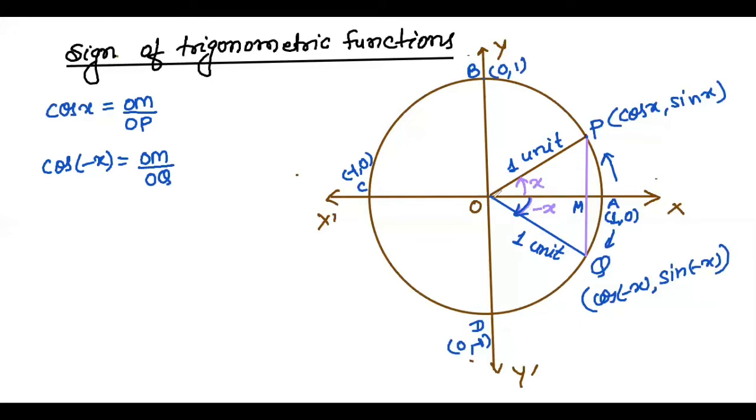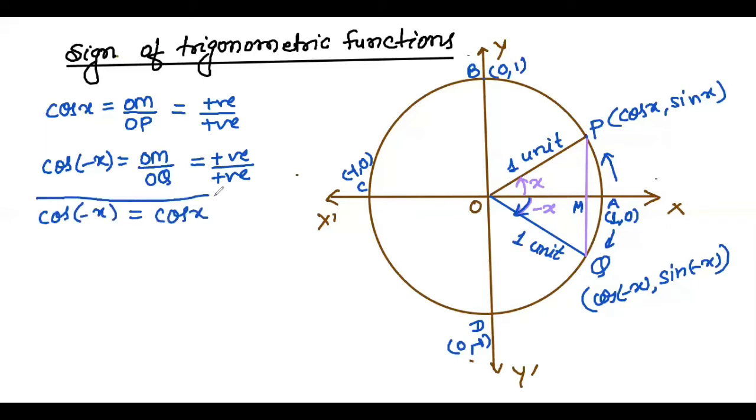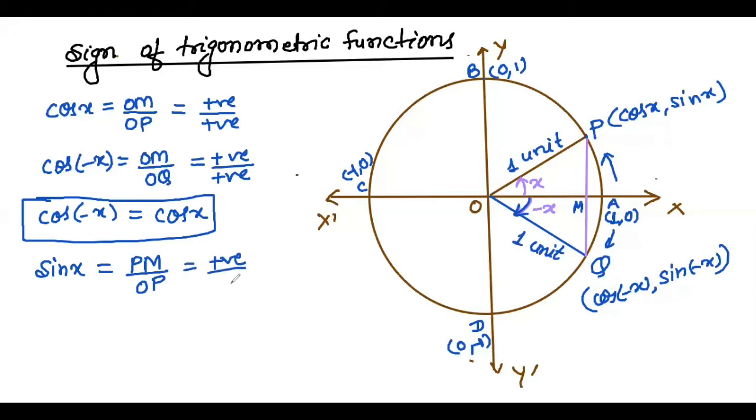So here we are showing the signs, positive and negative. When we take cos x, that is positive by positive, and here OM is positive and OQ is also positive, meaning cos of minus x is equal to cos x. This concept we are getting from here. Now we'll discuss sine. Sine of x we can write as PM by OP, and this is positive, and again this is positive.